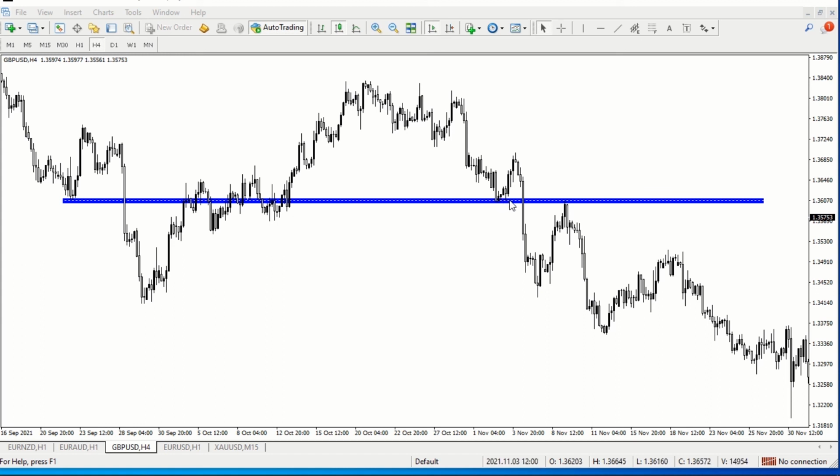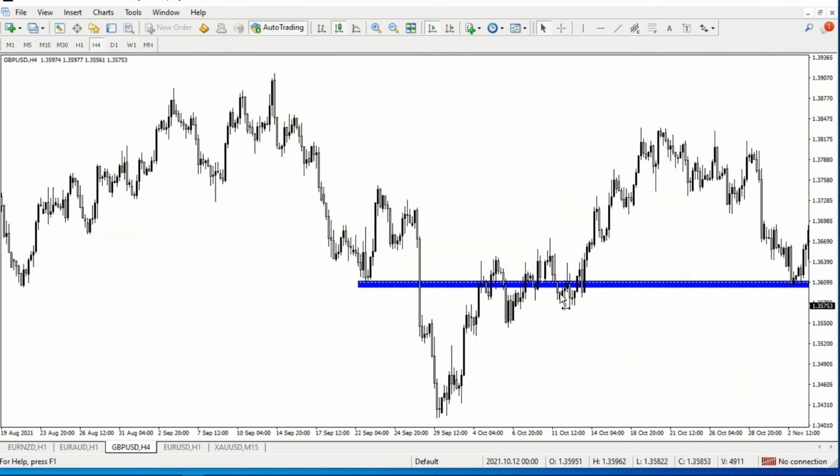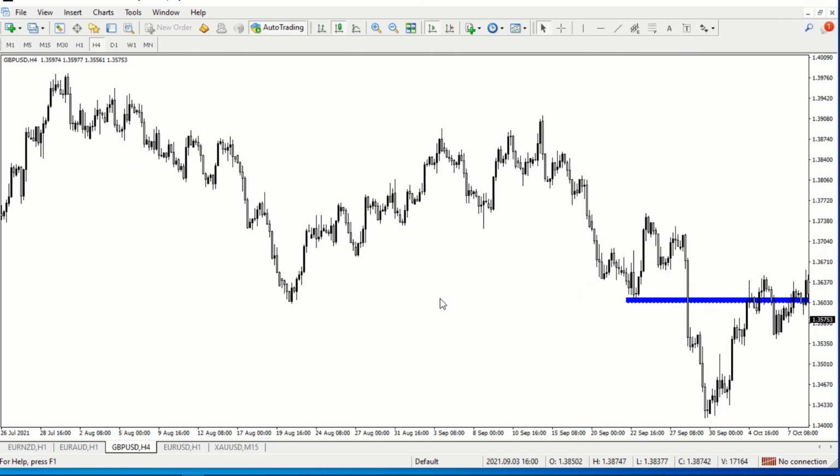Yes, so my people, this is how we locate our sell side liquidity in the markets. Very easy to spot.